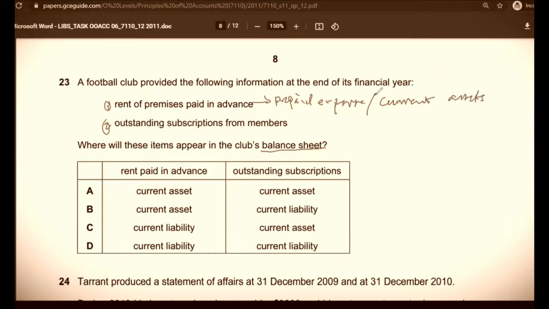I also have a video made on prepaid expense. So if you would like to watch to clear your concept, please feel free to do so. Outstanding subscriptions from members. So this is a form of accrued revenue, because the club has the right to receive these subscriptions from its members. Therefore, this would also be classified as current asset. So we would search for option which says current assets on both, and that is option A. So multiple choice 23 answer would be A.